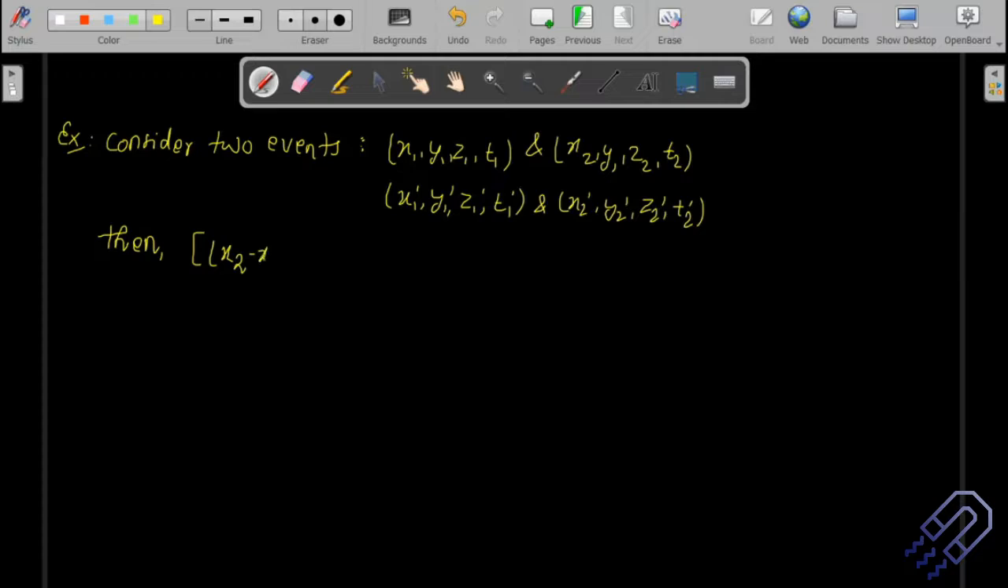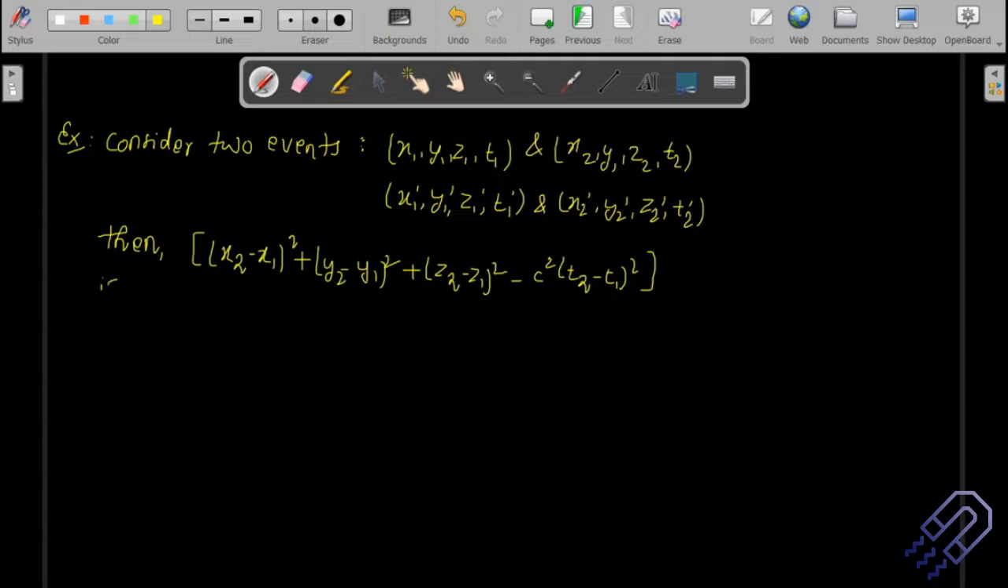Okay, this is something which is again something similar. x2 minus x1 whole square plus y2 minus y1 whole square plus z2 minus z1 whole square minus, so this is something which is similar to the previous problem. The only thing is you are having a difference between two events here, t2 minus t1 whole square. Okay, this is basically invariant. Okay, so this entire term is actually called interval. Okay, interval between the events.